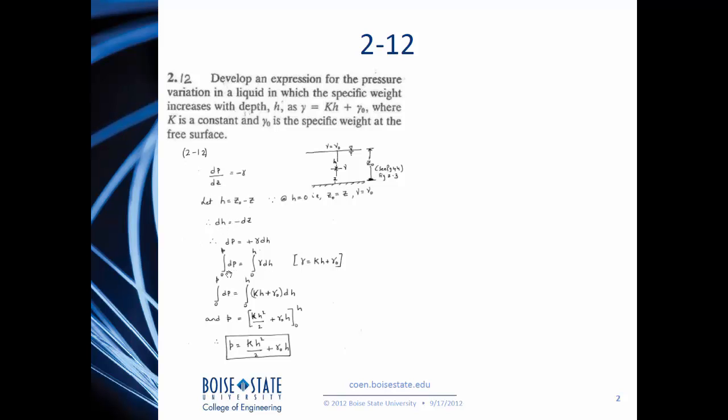Now if I want to find pressure variation, I can take the pressure at the free surface to the pressure at some location, and as h varies from 0 to h, gamma dh, and I can substitute here for gamma as kh plus gamma naught. So with that I can do a simple definite integral, and I can evaluate p to be kh square over 2 plus gamma naught times h.